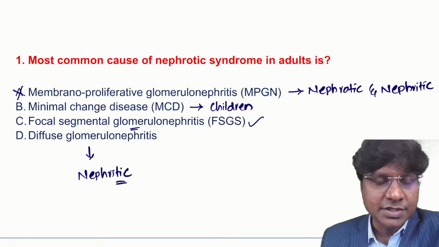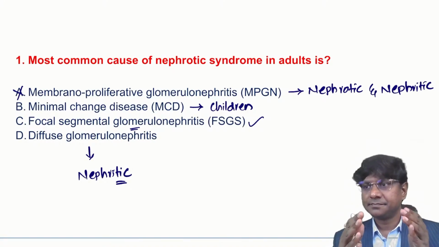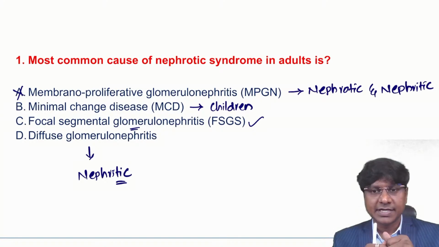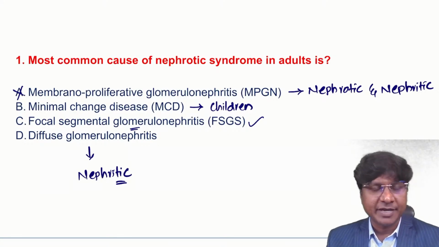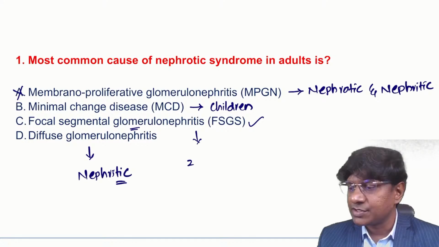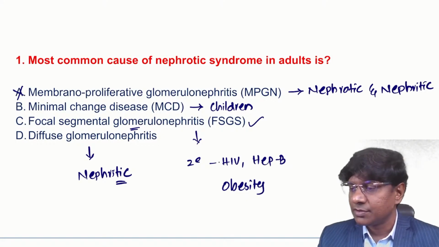As the name itself tells you, only a few glomeruli undergo sclerosis, and that too only part of the glomerulus undergoes sclerosis. That is what you observe in focal segmental glomerulosclerosis. In FSGS, you have primary causes and secondary causes. The secondary causes include mainly HIV, then hepatitis B virus, and obesity.